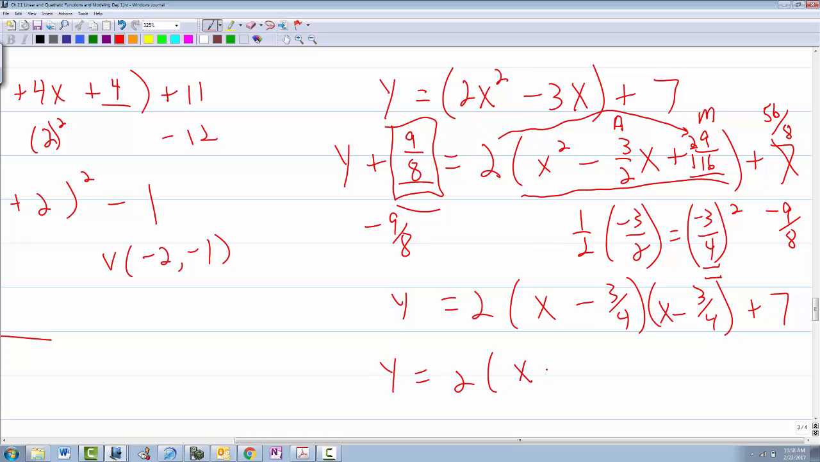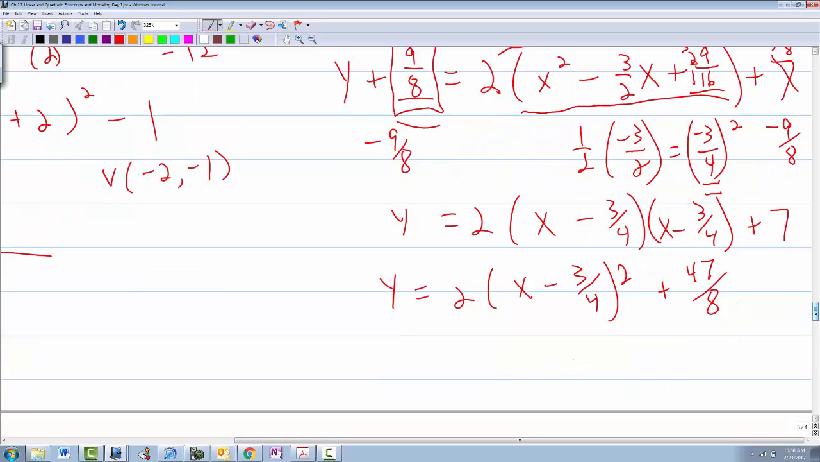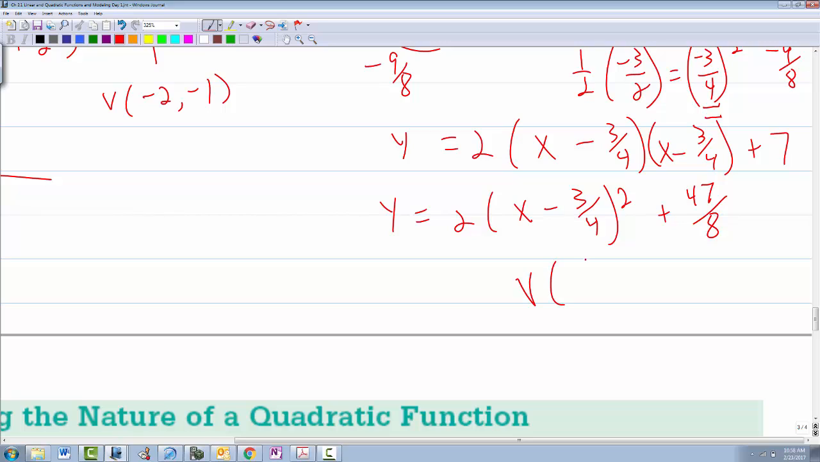So the final answer is y equals 2 times the quantity x minus 3/4 squared, plus 56 minus 9, which is 47 eighths. Not a glamorous and pretty vertex, but it is what it is. And to graph that would be kind of a pain to see the symmetry, because with 3/4 for an x value, it's hard to see the symmetrical points when it's not a whole number, but at least you're able to find it.